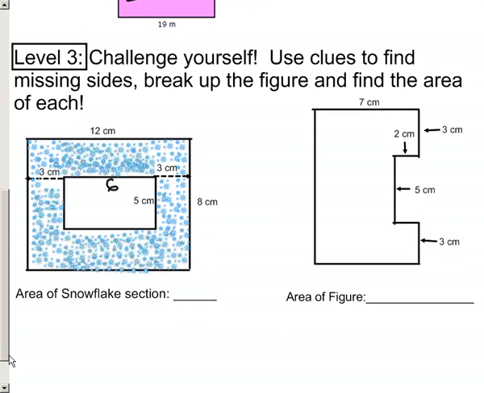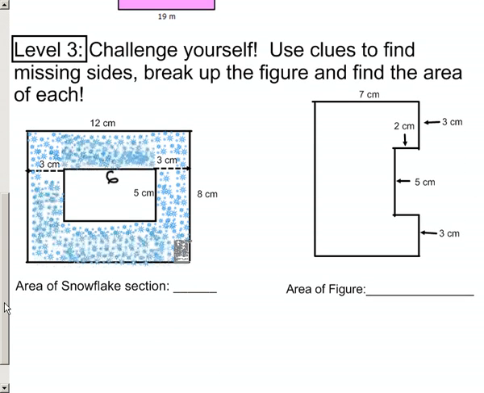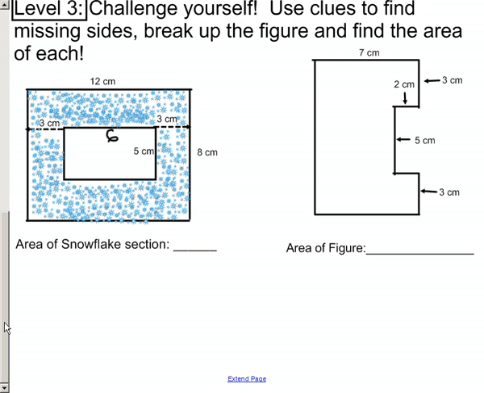Let's try some really challenging ones. This asks us to use clues to find the missing sides, break up the figure, and find the area of each. So here you can see that we have a big huge rectangle with a cutout in the middle, which is also a rectangle. So let's find the area of this big huge rectangle first. We have a base of 12, a height of 8. So we're going to multiply base times height. 12 times 8 is going to give us an answer of 96.